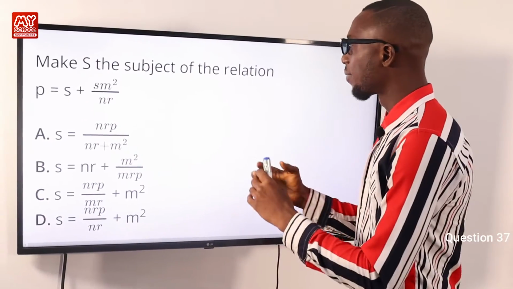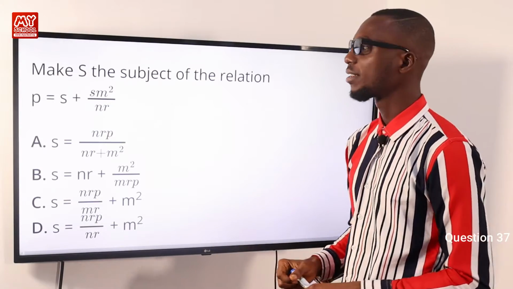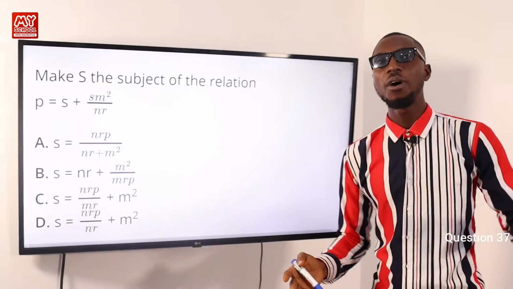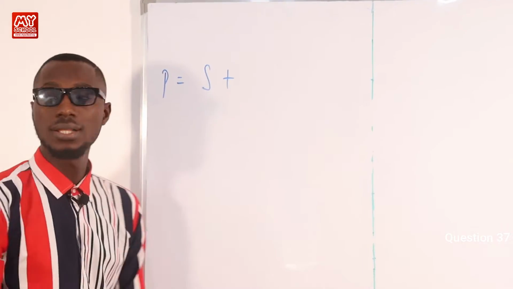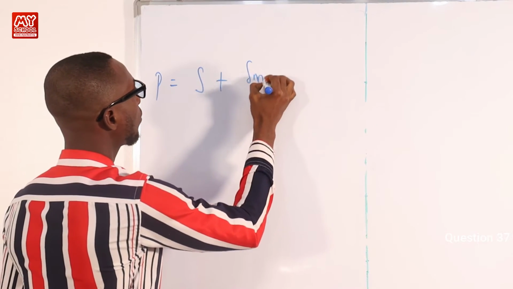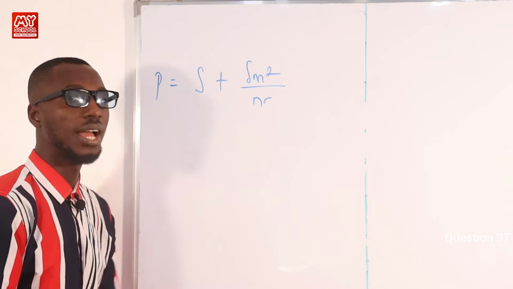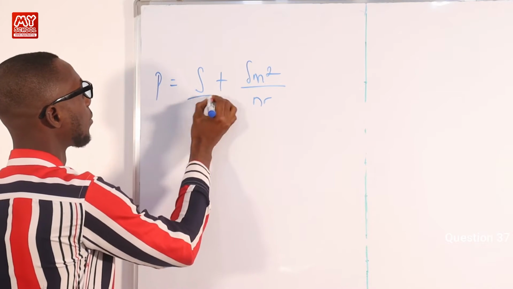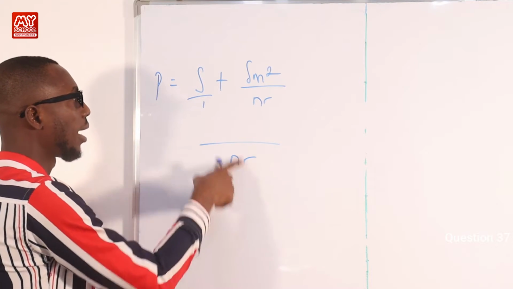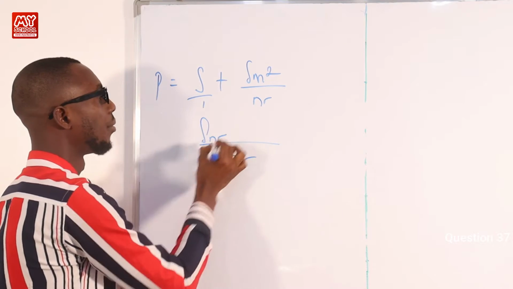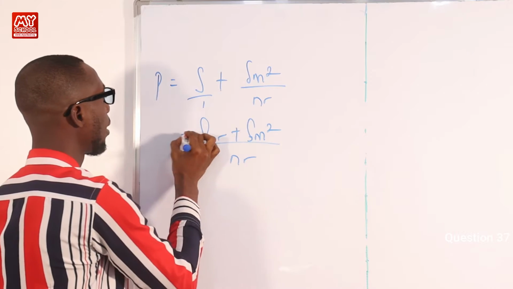Make S the subject of the relation P equals S plus Sm squared over NR. Okay, so let's first replicate this question on our whiteboard. So we have P equals S plus Sm squared over NR. The first thing we can do here is to find the LCM. And the LCM on the right hand side is NR. So 1 in NR, we still have NR times S, so we have SNR plus this, and this is 1 times Sm squared, so we have Sm squared equals P.